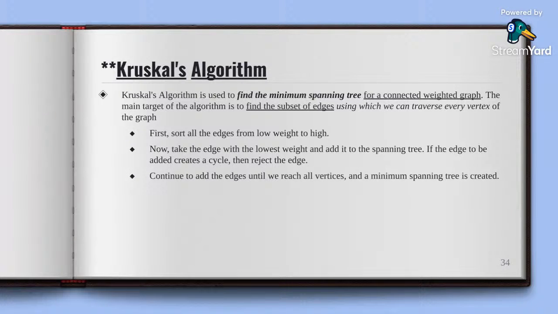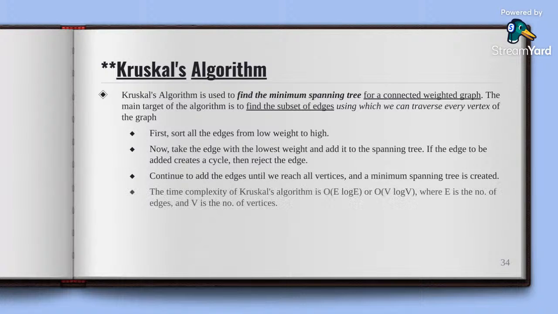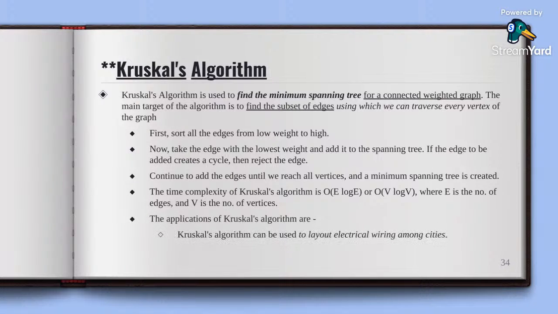Continue to add edges until we reach all the vertices and a minimum spanning tree is created. Time complexity is O(E log E) or O(V log V), where E is the number of edges and V is the number of vertices. Applications include laying out electrical wiring among cities and laying down LAN connections.